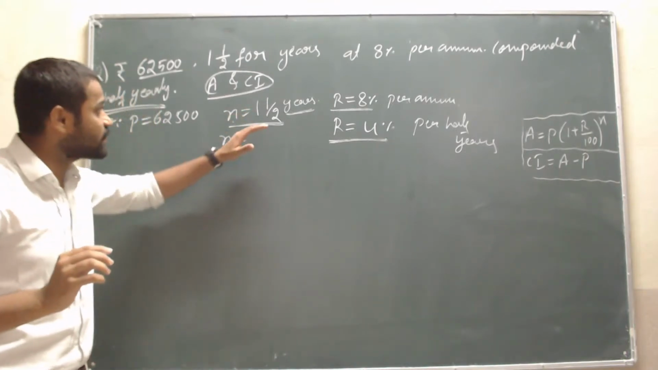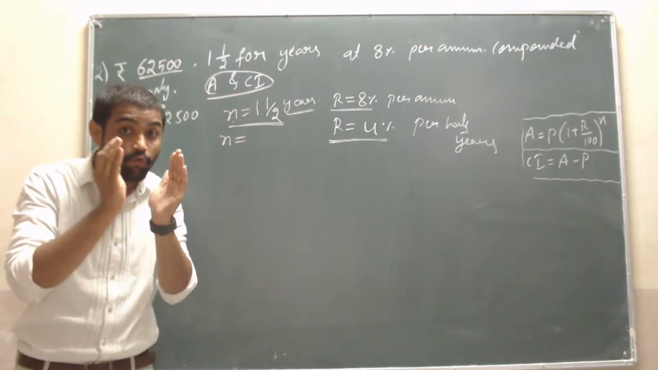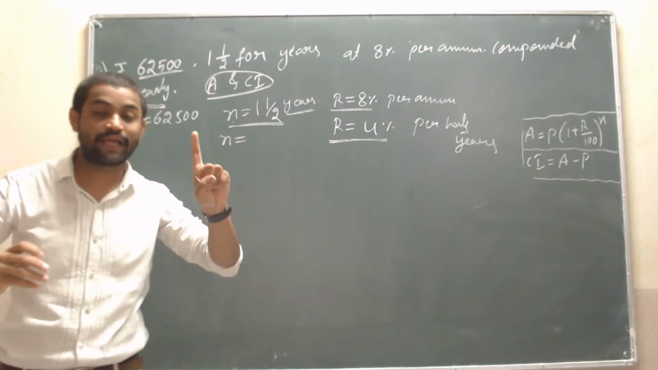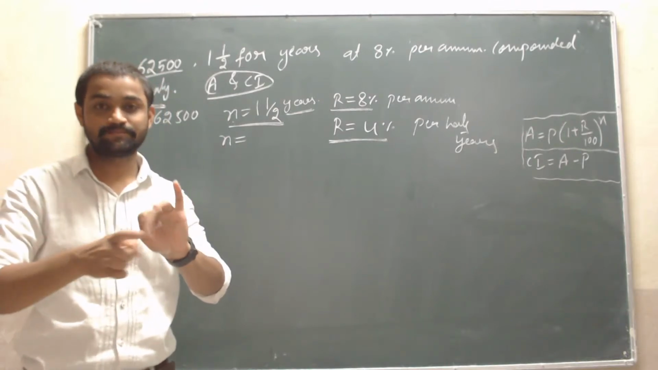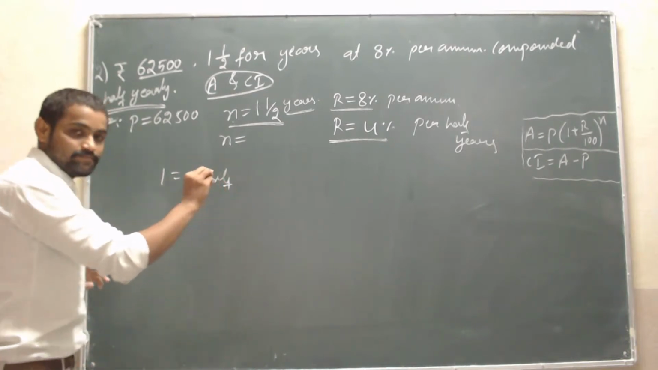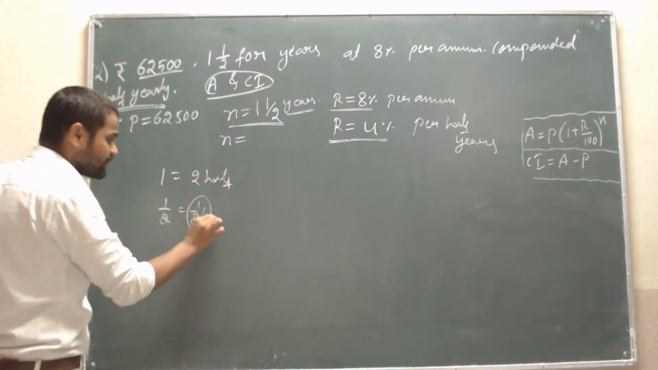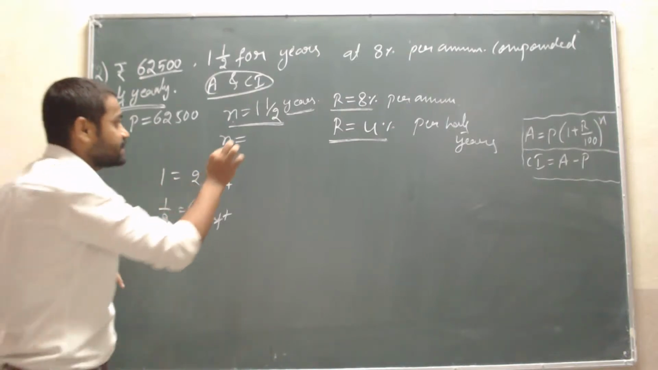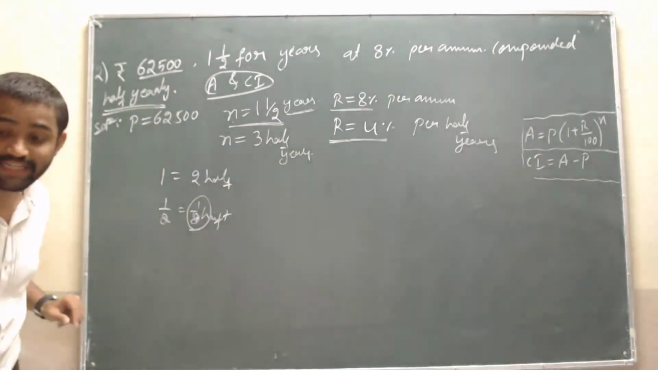That's why 1.5 years is equal to how many half years? 1 year is equal to how many half years? Sir, 2 half years, 6 months, 6 months. Okay. 1 year is equal to 2 half years, and half year is equal to 1 half year. That's why how many half years become here? 2 as well as 1, that is 3 half years. Are you getting my point?